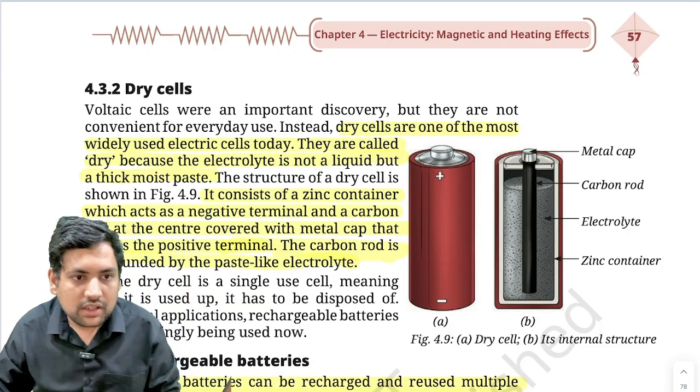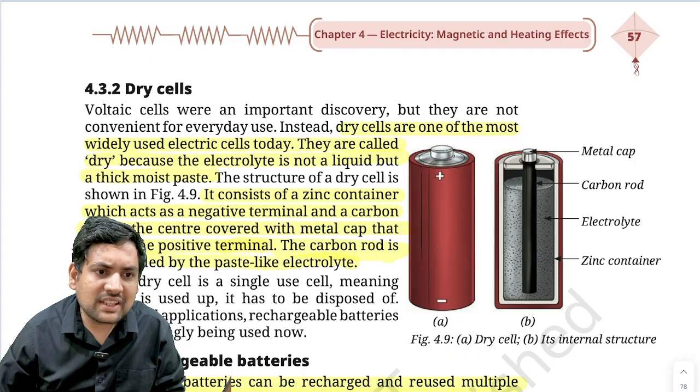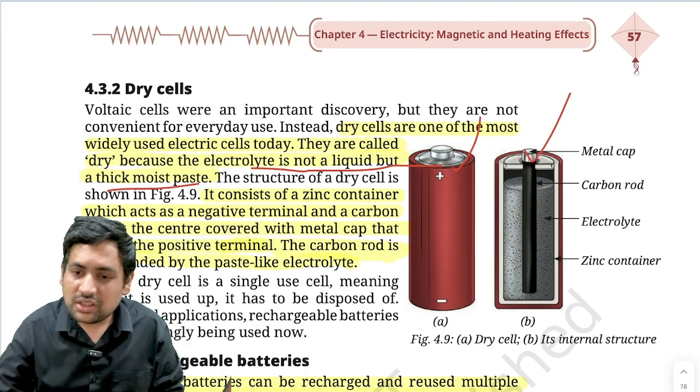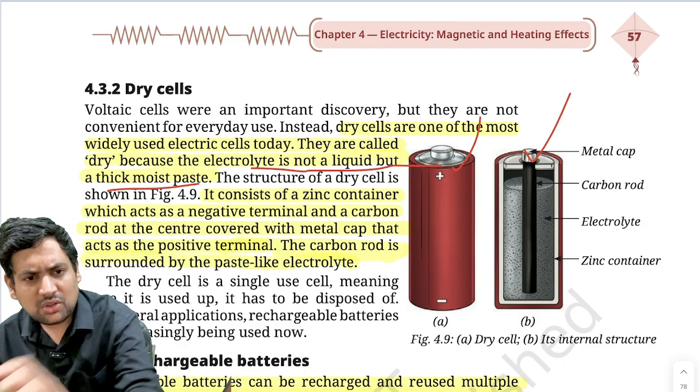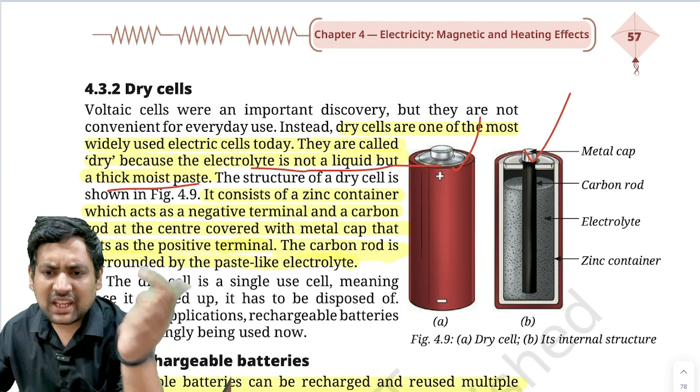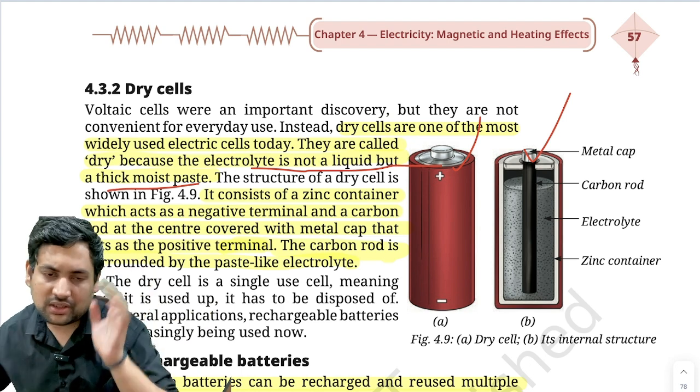Next is dry cells. Now dry cells are one of the most widely used electrical cells today. They are called dry because the electrolyte is not liquid but a thick moist paste. This is the battery that you have seen, correct? So instead of that liquid electrolyte, you are using some dry electrolyte like a paste, nothing much.